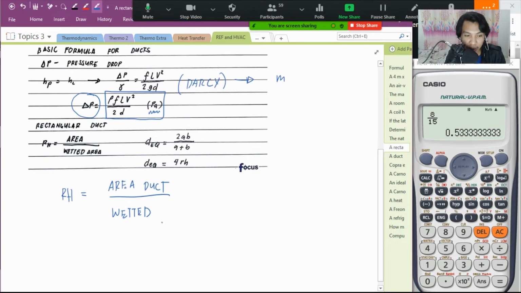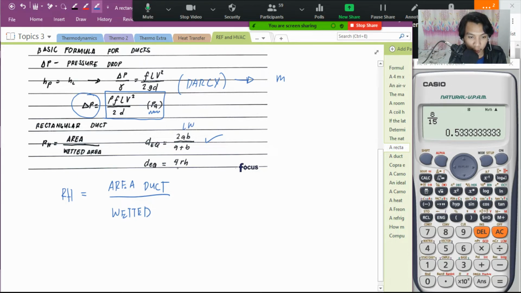So, wetted area or the projected area. Ito naman yung area or the cross-sectional area of the duct. Yung wetted, that is the area na kung saan in contact with the fluid. Now, let us go with the equivalent diameter. Dito pupunta yon. Now, the equivalent diameter, kapag rectangular, ito na lang. 2AB divided by A plus B. Ano po ba yung A and B? This is the length and the width ng iyong rectangle.